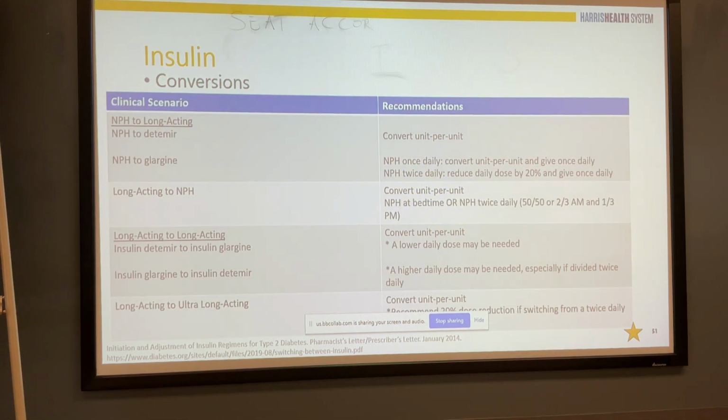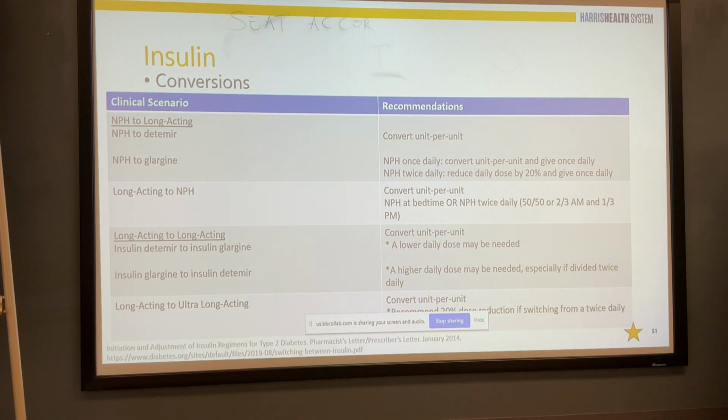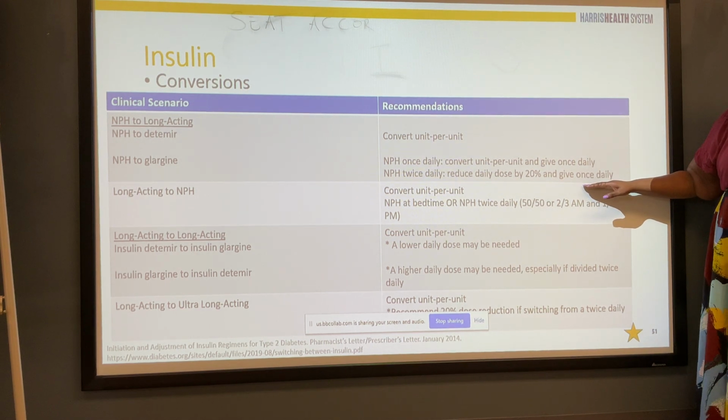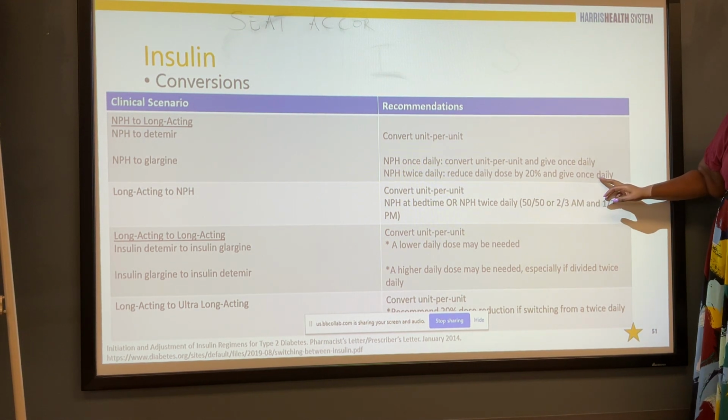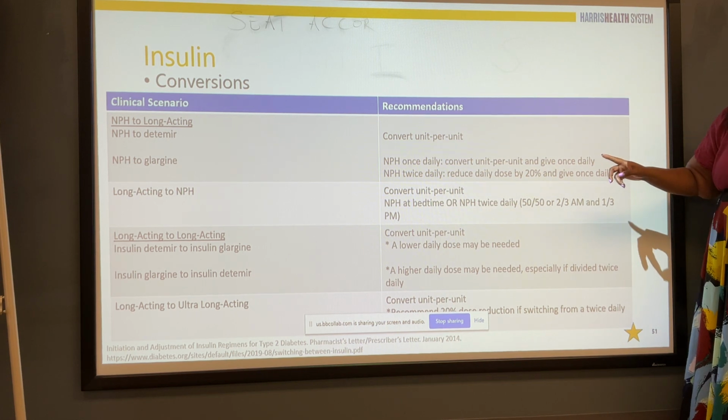So sometimes there's a little math required. If you start going from NPH to other long-acting insulins, most of the time it's converted unit per unit. But for example, if you're going from NPH to Lantus, and the patient's giving themselves NPH twice a day, you have to take that daily dose, reduce it by 20%, and that'll be your new Lantus dose once daily. So there are some caveats to switching insulins, especially when going from NPH to Lantus.